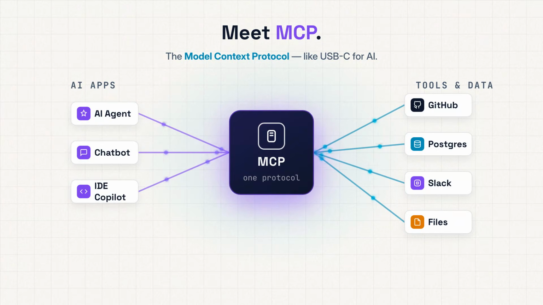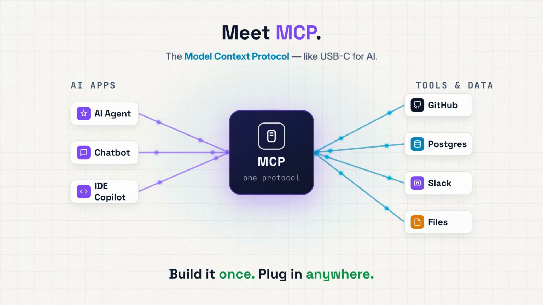No more rebuilding the same connection for every app. Look at the math. 12 tangled integrations collapse into 7 clean ones. M times N becomes M plus N. That's the whole promise. Build a connector once and every AI app can use it.